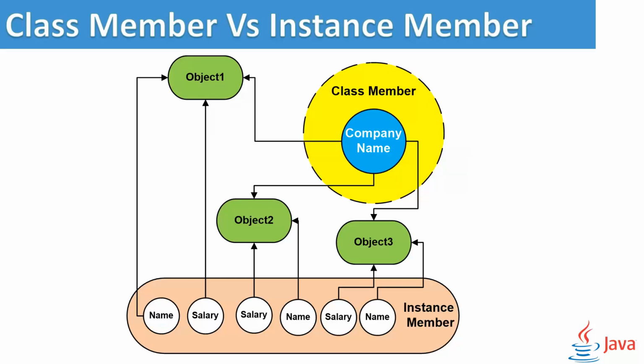In simple words, if there is an attribute having the same value among all objects, then we should make it a class member. Like here, company name will be the same for all employees. I think now we are able to understand the difference between instance member and class member. We have already seen some examples of instance members, but how can we declare a class member and use it? Let's try to understand that.